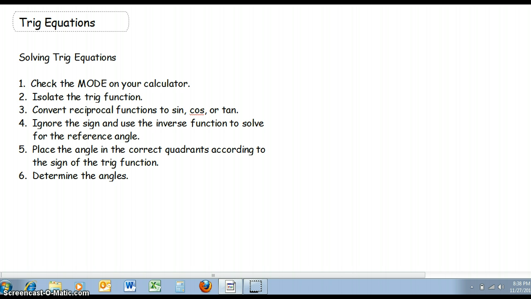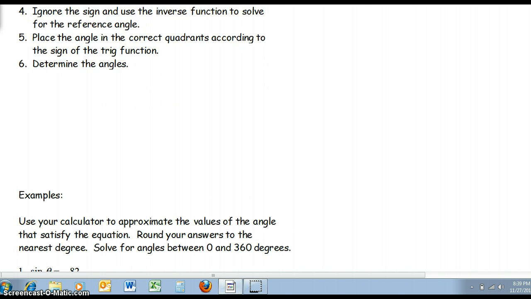Now, a lot of times I switch 4 and 5. I don't always do it in exactly the same order, and sometimes you're not going to have to do step 3. Sometimes you may not need to change it to reciprocal functions because they're already in sine, cosine, or tangent. Remember that you can stop this at any time if you need to copy down notes or repeat it if you need to look at it again.